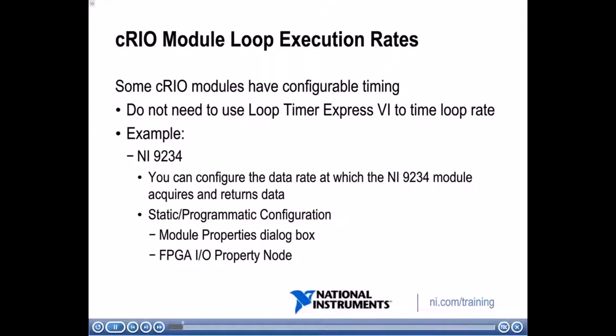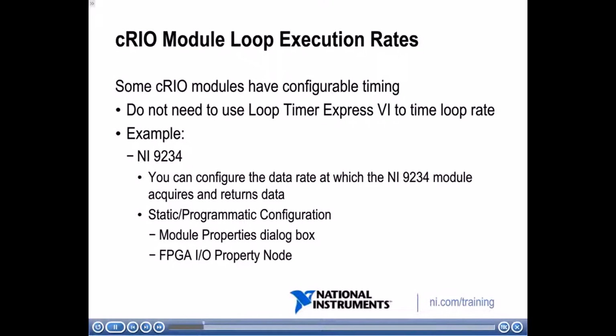In this section, we'll talk about CRIO module loop execution rates. Some CRIO modules have configurable timing. If that's the case, then for these modules, you do not need to use the loop timer express VI to time the loop rate. For example, with the NI 9234 module, an analog input module, you can configure the data rate at which the 9234 module acquires and returns data.